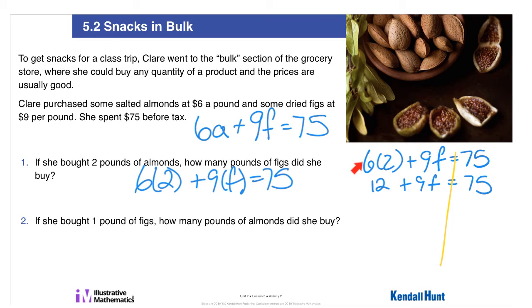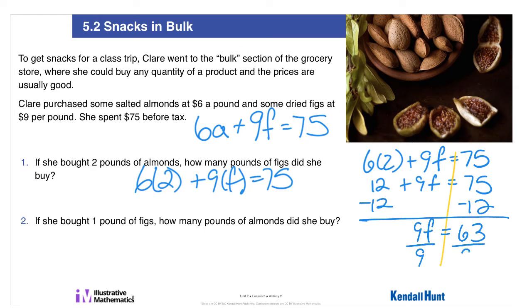Okay, over here I've rewritten my equation and I have simplified 6 times 2 to be 12. And so now I'm going to subtract 12 from both sides of my equation and I'm left with 9F equals 63. I'm going to divide both sides by 9 and I end up with F equals 7. So if she buys 2 pounds of almonds, she needs to buy 7 pounds of figs in order to spend $75.